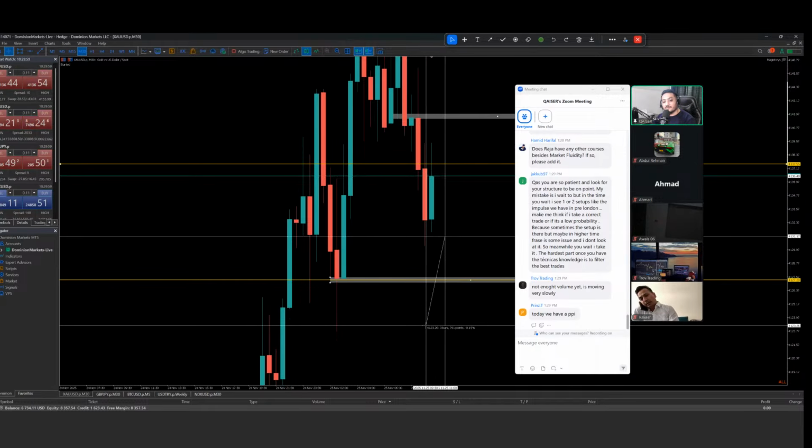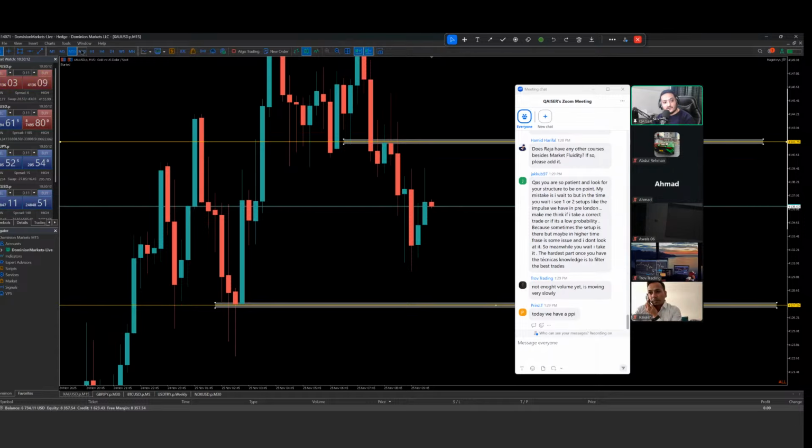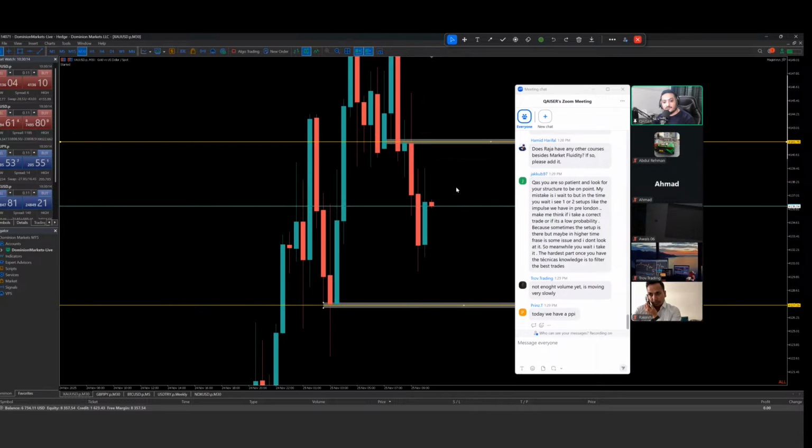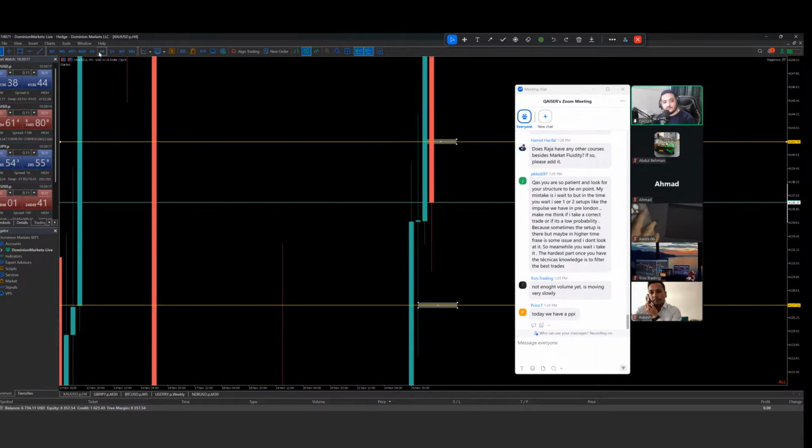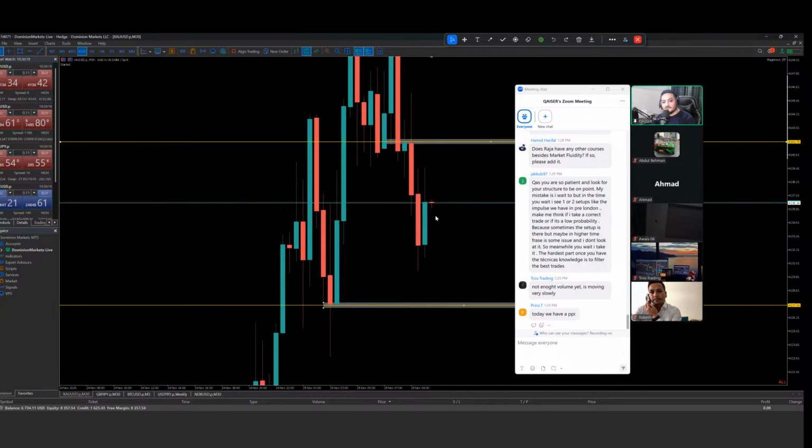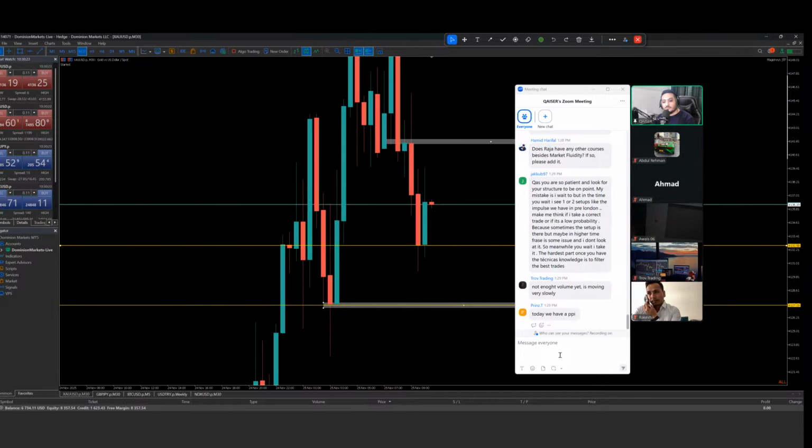Now the 30 minutes closed, and you do not have a small body. M15 also closed, nothing for me yet right now. There's nothing for me. Yeah, this 30 minutes created a support right now. We have this support, and I'm taking this support right now.